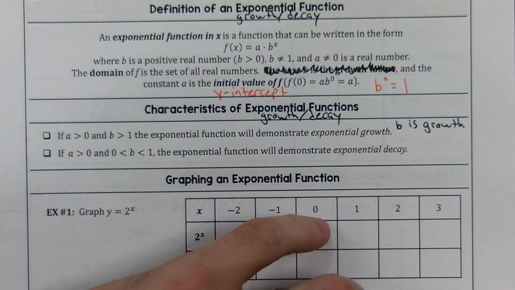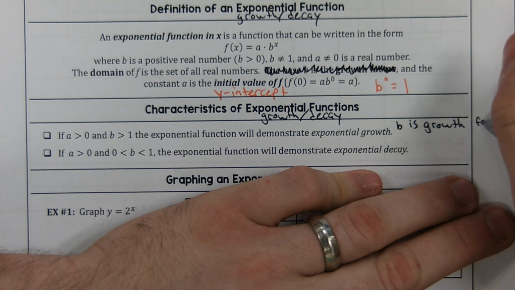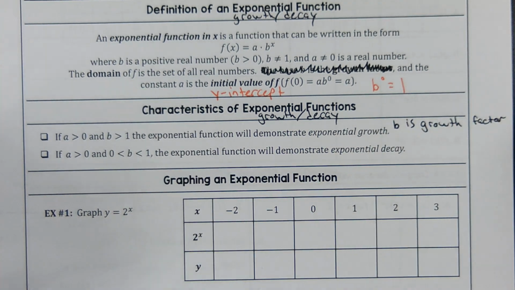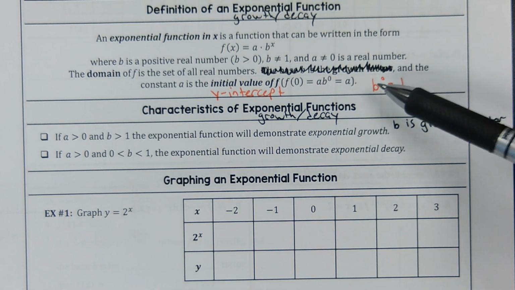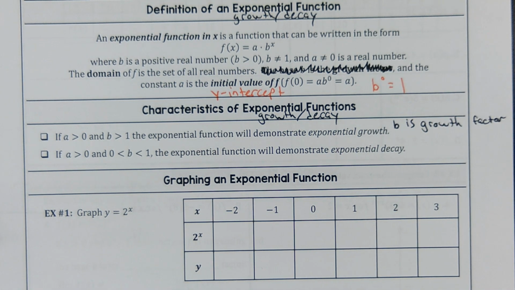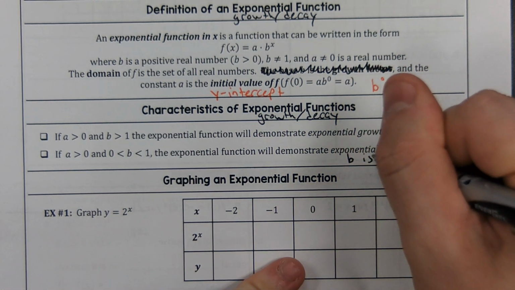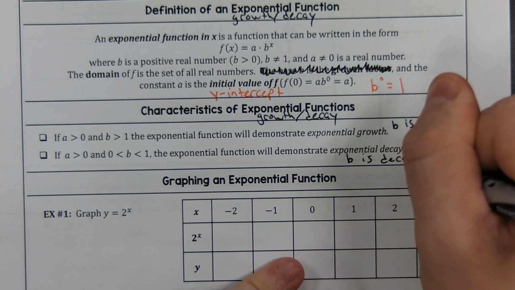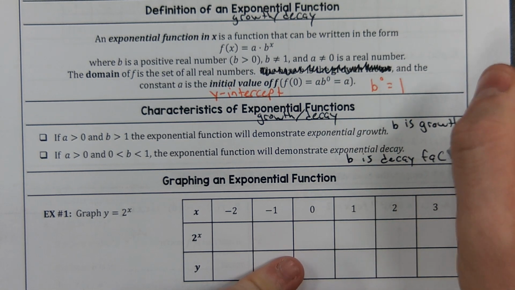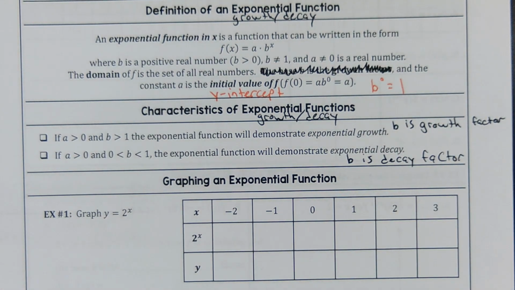So b is called your growth factor if it's greater than 1. That's why I said it doesn't belong there. That's why I scribbled it out. Because if b is between 0 and 1, then it's not growth. It's decay, exponential decay, and b is your decay factor.